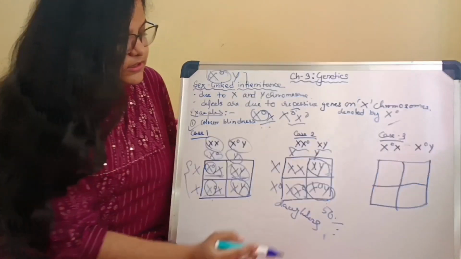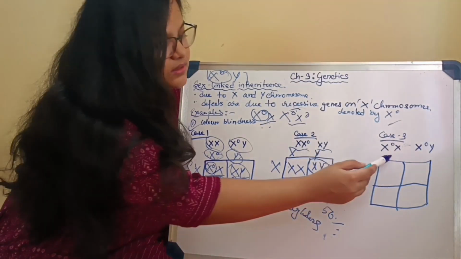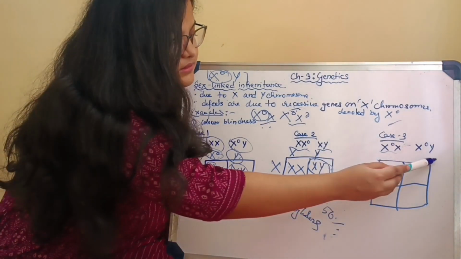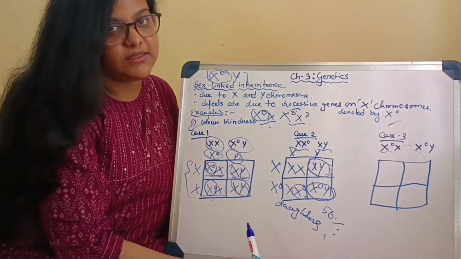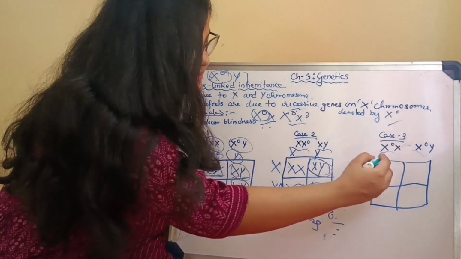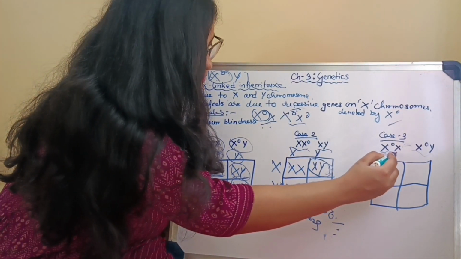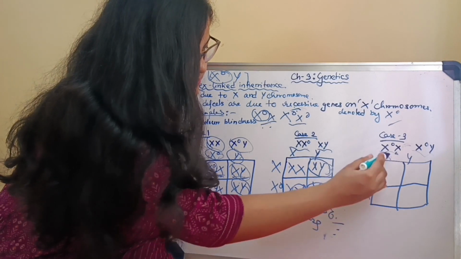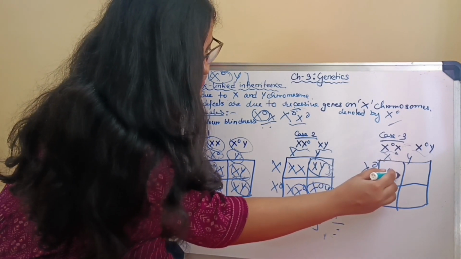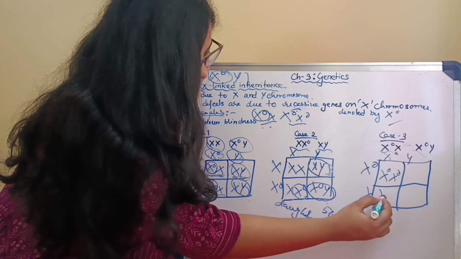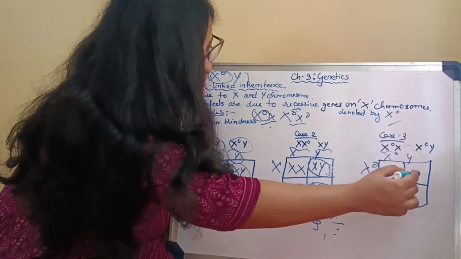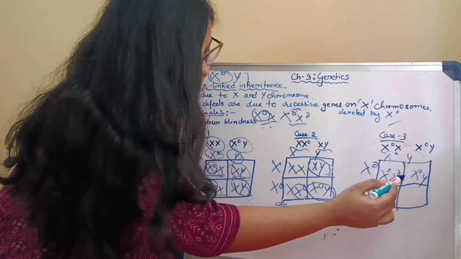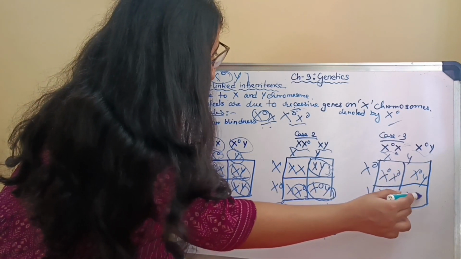Now for the third case, we get a carrier of colorblindness mother and the affected father, or the colorblind father. What happens here? Let's see. X naught Y, X naught X. So X naught, here we get X naught X. Now here we get X naught Y, and here we get X and Y.